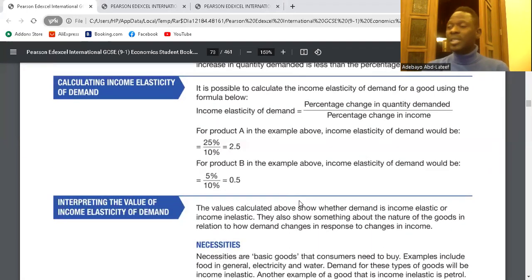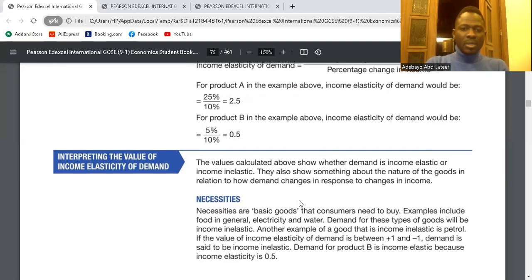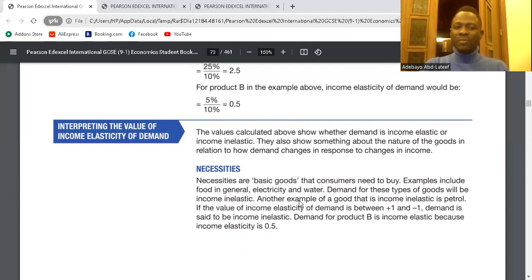So we'll go to the calculation of income elasticity. To calculate income elasticity is the same as PED and PES. Percentage change in quantity demanded over percentage change in the level of income. So we say YED equals Q2 minus Q1 over Q1, divided by Y2 minus Y1 over Y1. There you do it. I think it's clear.